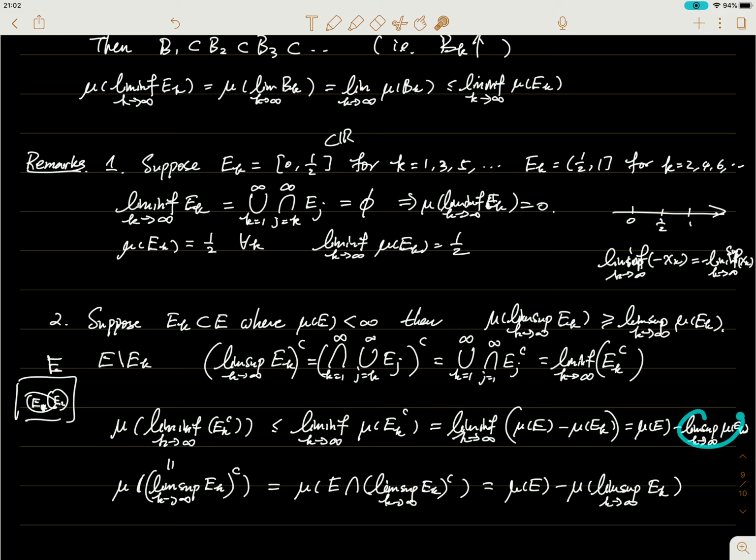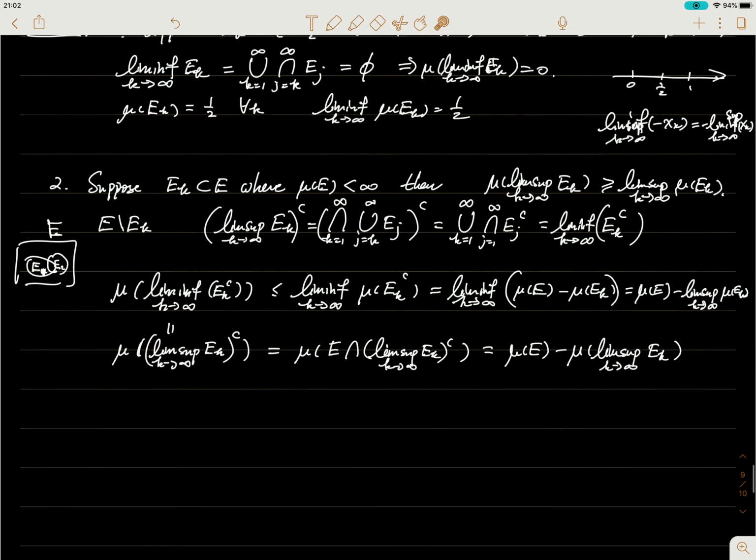Yeah, so this is less than this because the negative of this is bigger than the negative of this. So this is less than this. Okay? And that's how we show this is less than this. Okay, so that's the second remark I want to make.